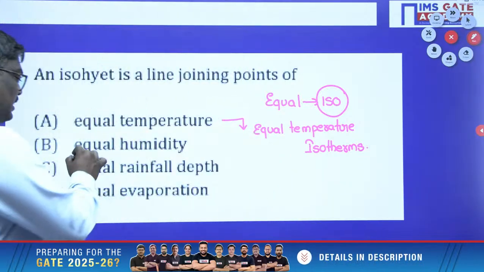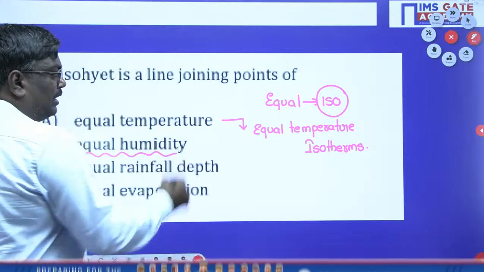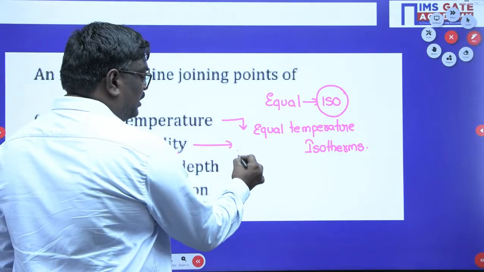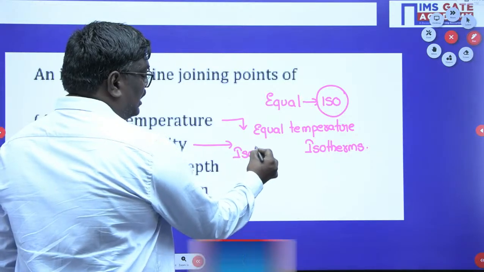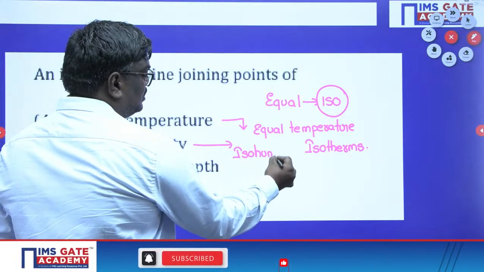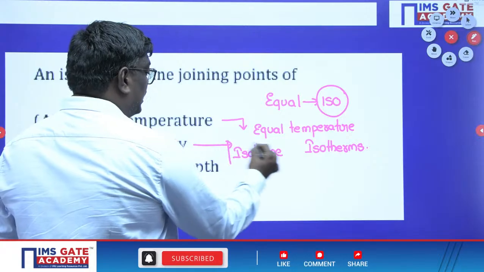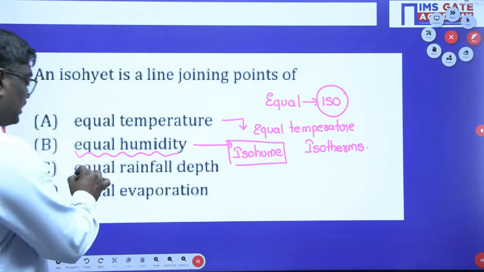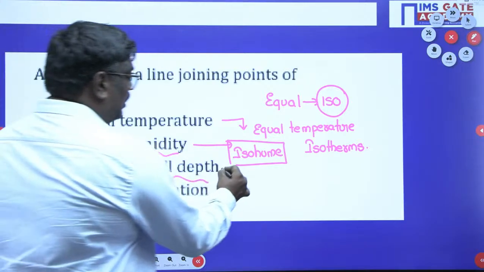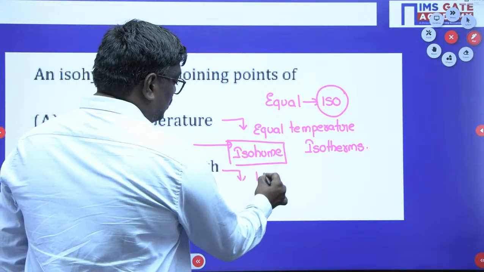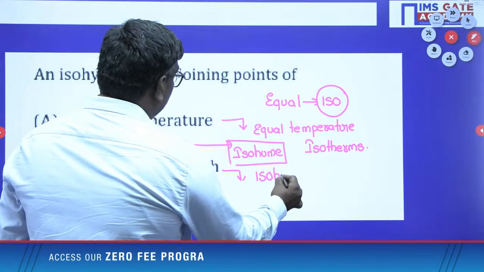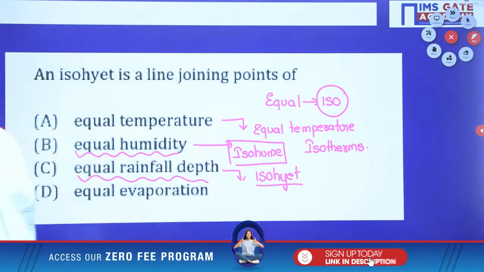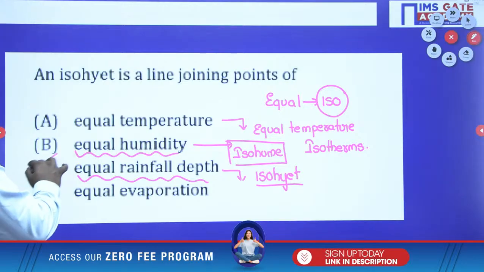Similarly, they are asking what is the line joining equal humidity. A line joining equal humidity is what, sir? Isohum. This is isohum. Now, similarly, they are talking about a line joining equal rainfall depth. This is called iso height. So, according to this question, if you ask me what is the right answer, the right answer is C.